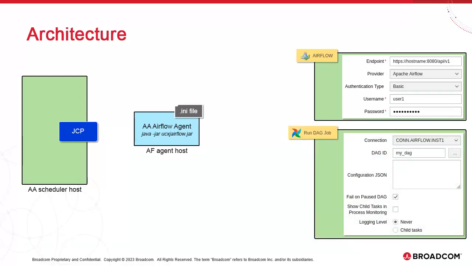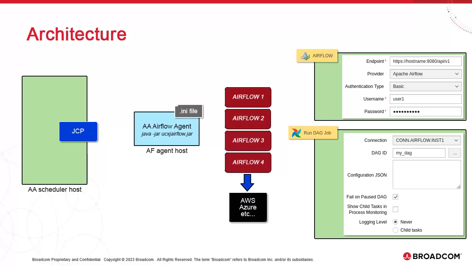Let's assume we're automating for 4 instances of Airflow. We create a connection object in Automic for each instance by duplicating the con templates for each of these instances. Lastly, we create DAG-type jobs in Automic for each corresponding DAG process in Airflow.